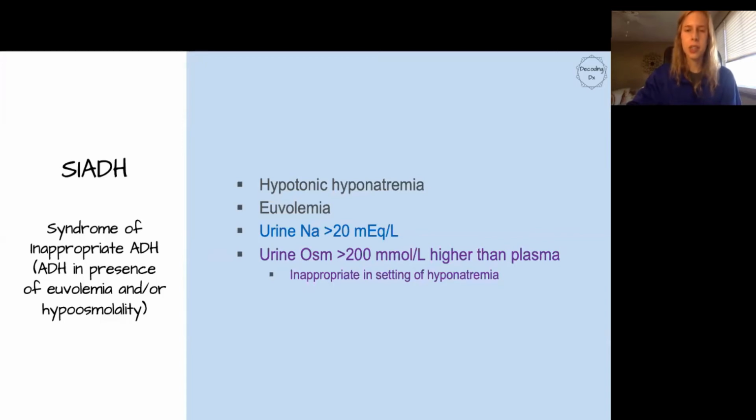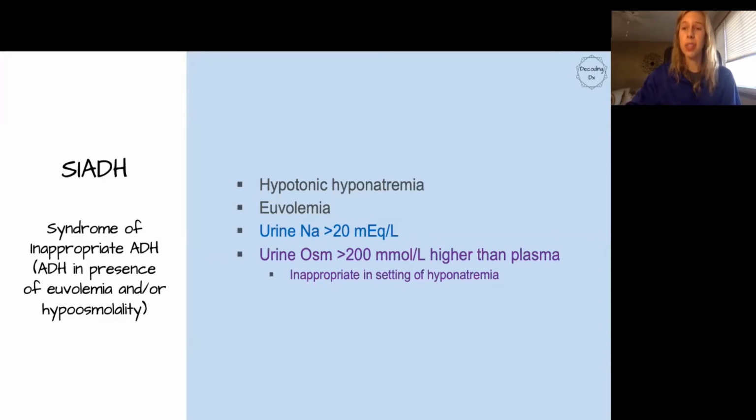The four main characteristics of SIADH in a clinical situation: you're going to have hypotonic hyponatremia, so low sodium in the presence of low osmolality. You're also going to have an overall euvolemic state, and caveat there, this is assuming ADH as the primary pathology of what's going on. Sometimes you can have SIADH in the presence of other factors that would, for example, dehydrate your patient, and they'd be hypovolemic. So this is a simplified presentation, but we're just talking about ADH here.